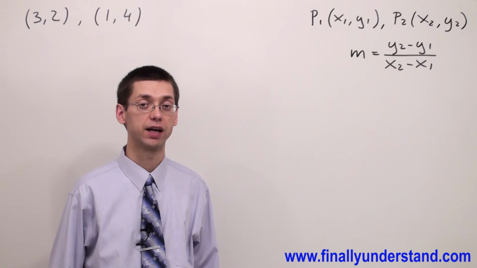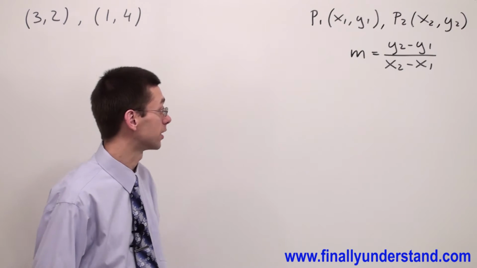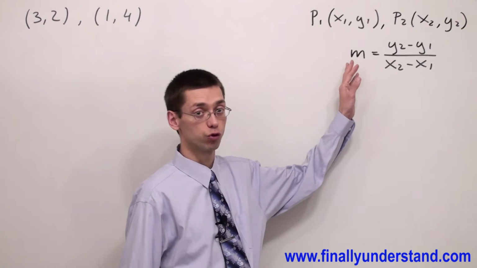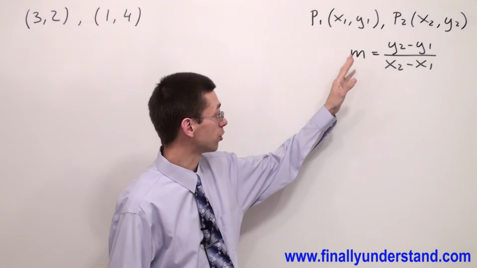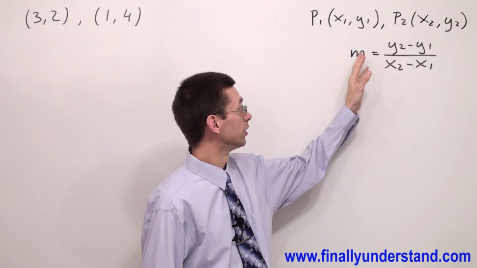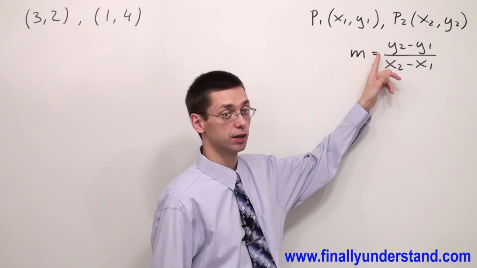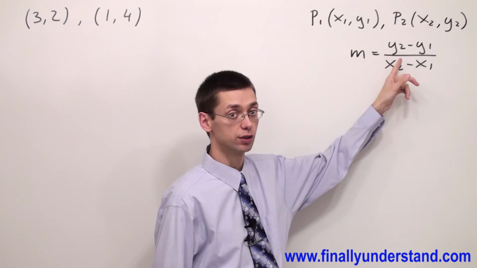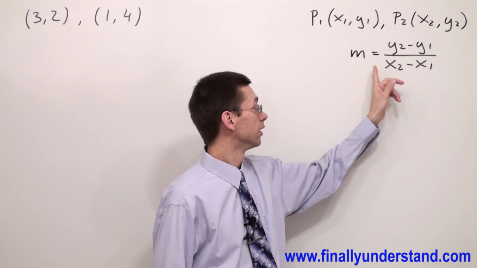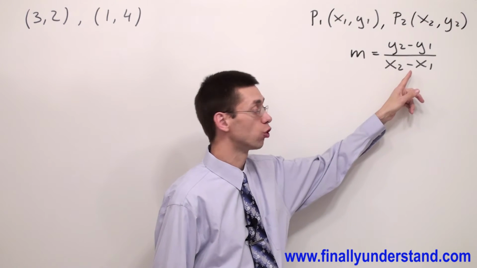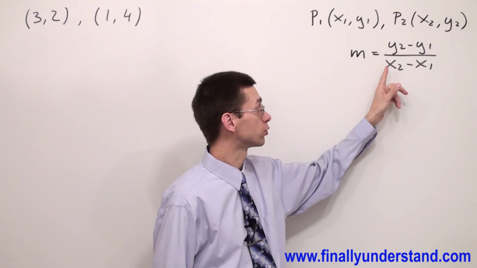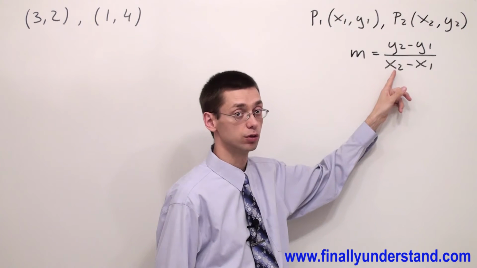We have given 2 points which lay down on the same line. We're supposed to find the slope of this line. This is the formula for slope. The formula for slope says that we're supposed to divide the difference of y coordinates by the difference of x coordinates, but you have to make sure that you are going to keep the same order.